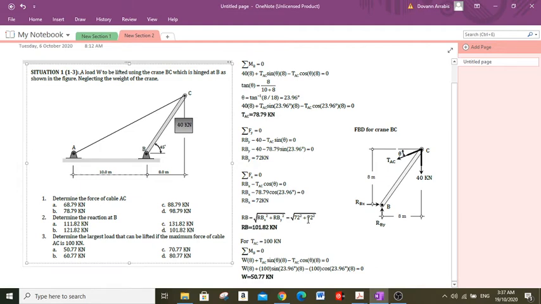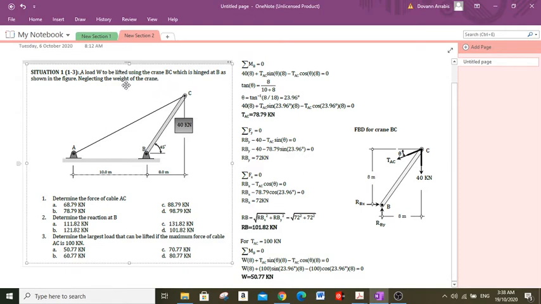Today I will solve an example for chapter 3, Equilibrium of concurrent force system. Okay, so let's try to solve this problem.